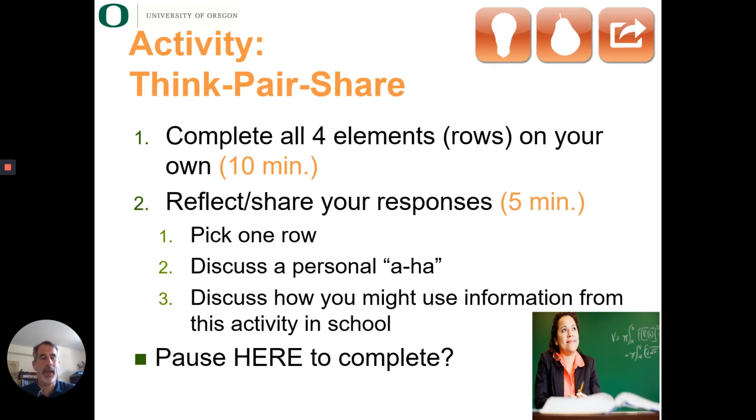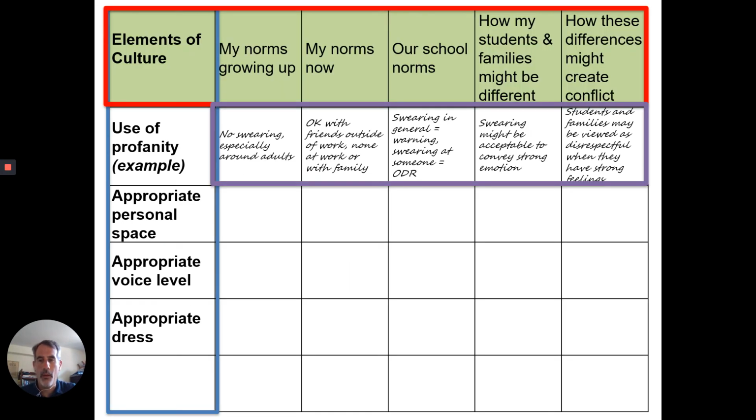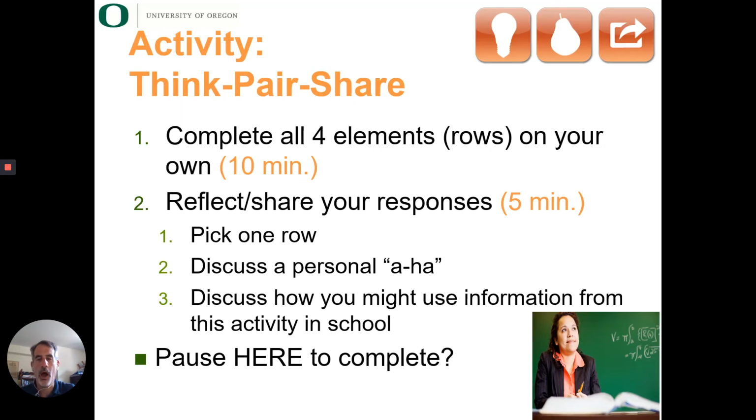What I'd like you to do now is to complete all of the elements and rows on your own, and I'll give you 10 minutes, and you can decide if that's more time or less time than you need. When you've completed the rows on the form in front of you, I'd like you to reflect on your responses and take about 5 minutes. So if you could pick one row, and it may be appropriate personal space, go all the way across and share that with a partner, and then I'd like you to share maybe one aha from doing that.